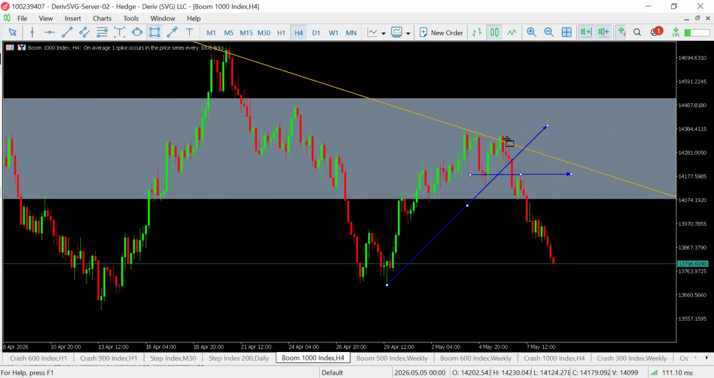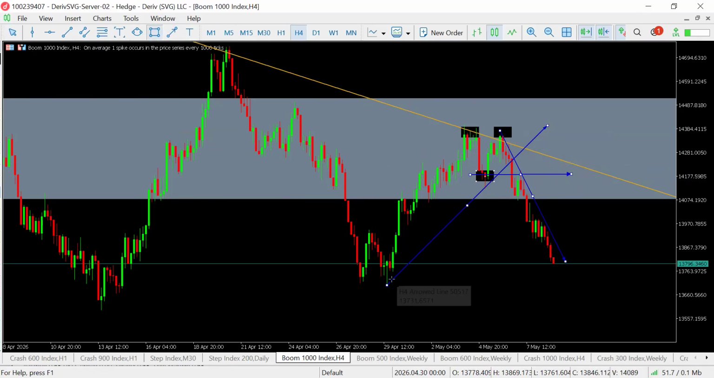Let me make the top clearer. The neckline of the top. So once this was taken out, I had to wait for a retracement, like a retest of this neckline, and then I got in. So you can see this is the 4 hour time frame, and I was able to hold on to the trade. So like I said, I still would have been able to.